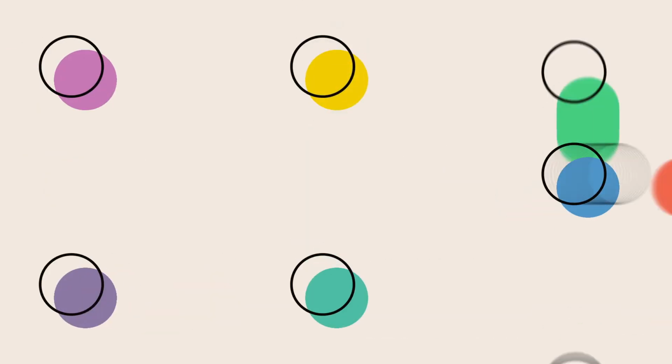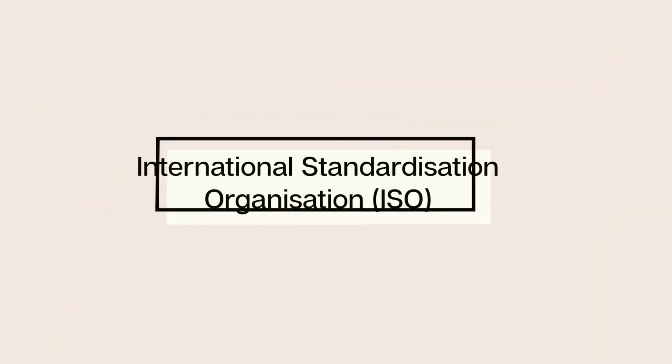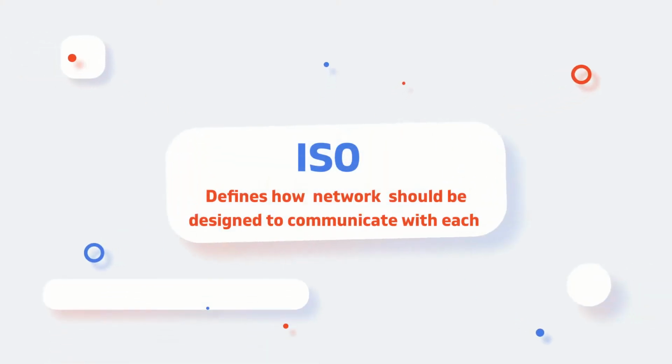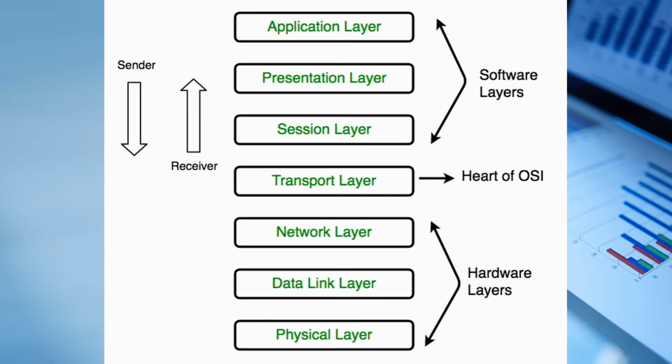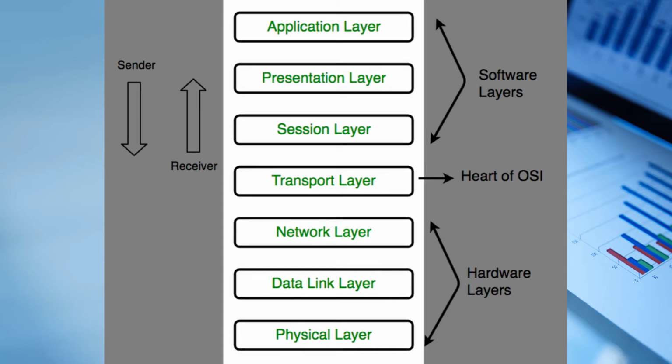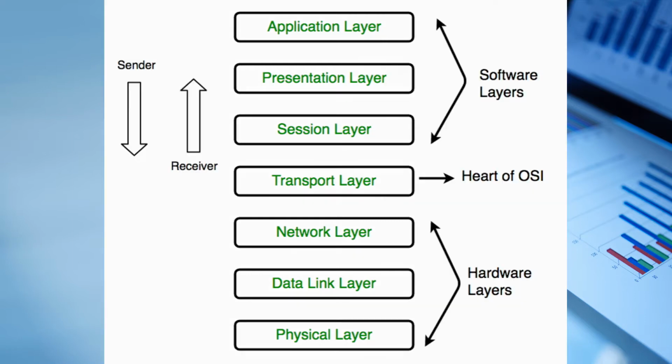The International Organization for Standardization, ISO, defines how network devices should be designed to communicate with each other. The ISO has proposed a network model that allows for this communication to take place. And although this is good from a theoretical level, it is not always followed, especially since it was published after many networking protocols and methods had been created.